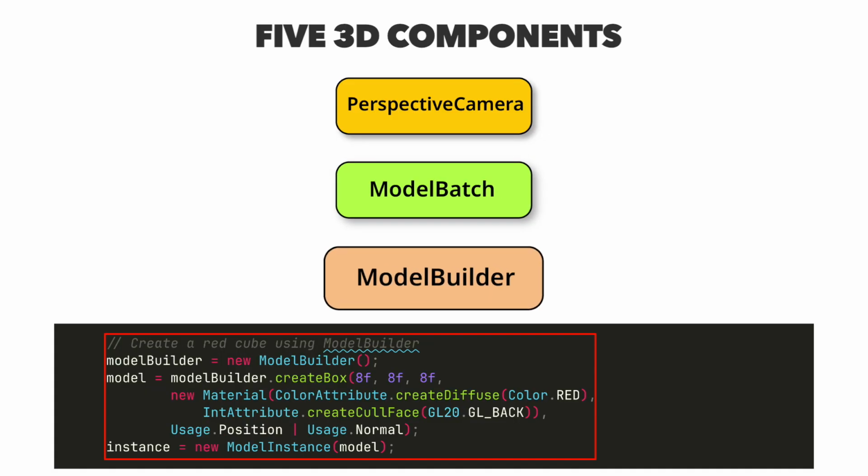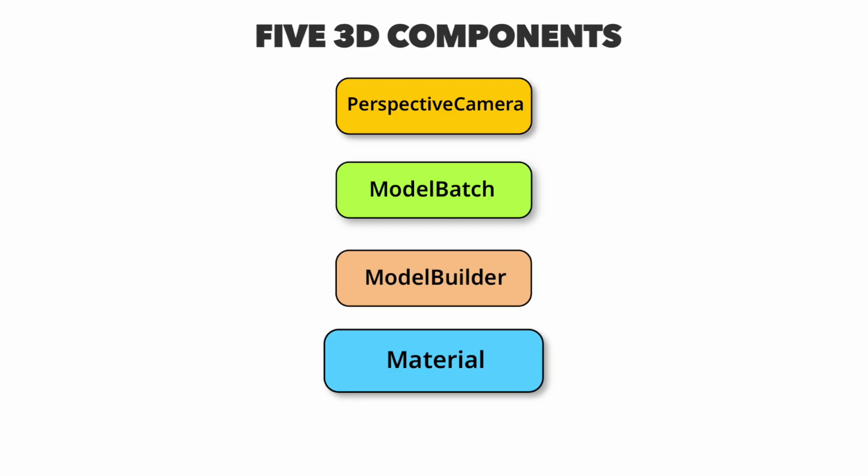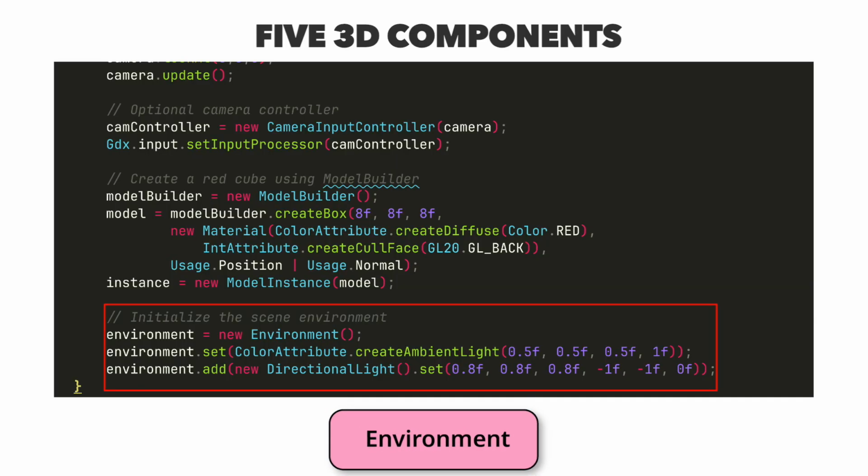ModelBuilder, which allows generating of 3D shapes. This is optional, but we're going to use ModelBuilder to generate a box set for our carousel items. A material specifies the visual appearance of each model, such as color, textures, and lighting parameters. An environment contains global lighting, which can be used to illuminate 3D models in the scene.